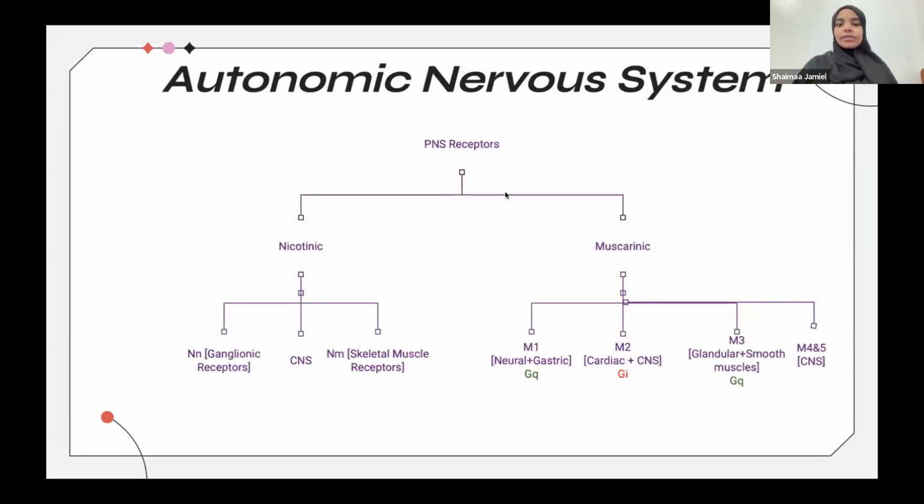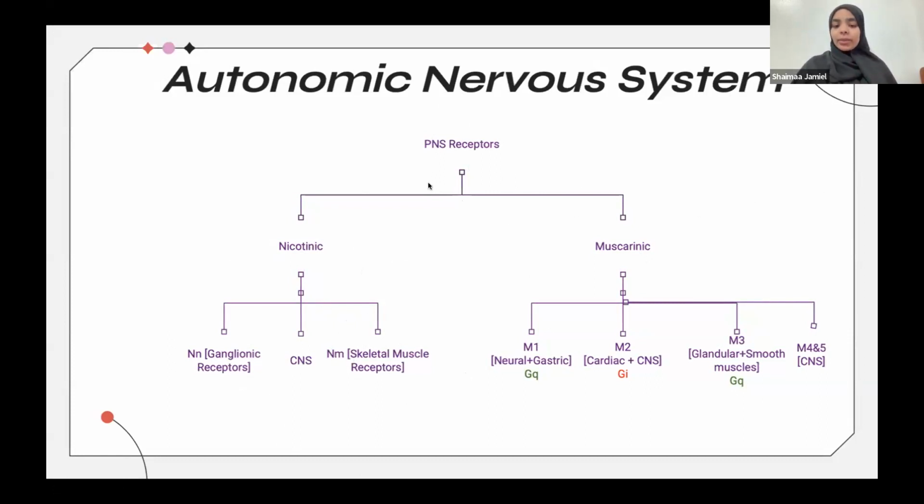As for the receptors of the parasympathetic system, we have nicotinic and muscarinic. Nicotinic are either NN, for ganglionic or CNS receptors, or NM, M for muscle. So skeletal muscle receptors are nicotinic, although this is somatic rather than parasympathetic. It's somatic, but through acetylcholine at the neuromuscular junction, NM, nicotinic.